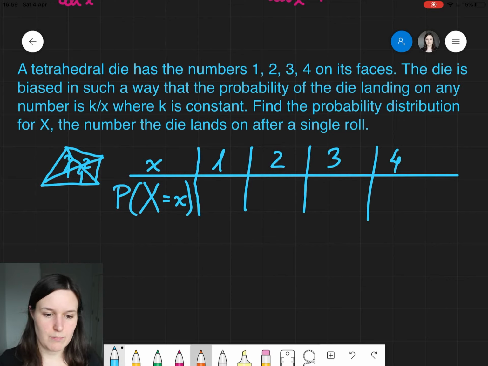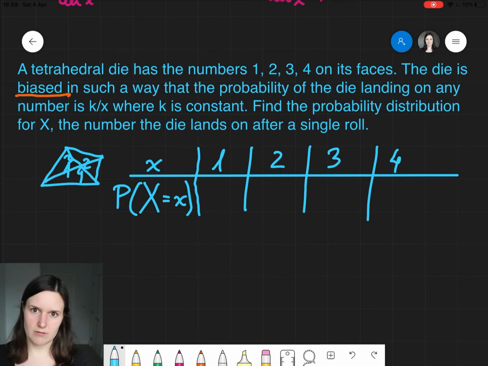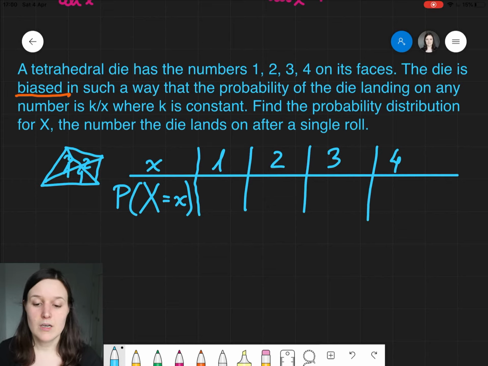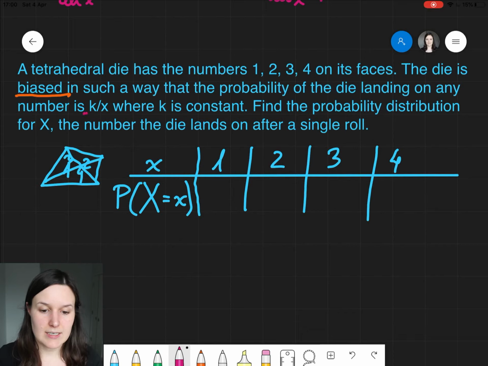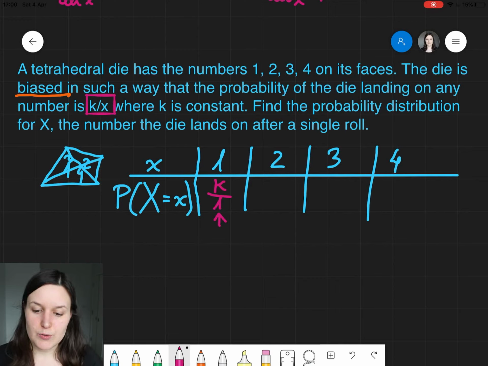Let's underline biased. It means that it won't be equally distributed. It's a cheating die, so it won't be quarter, quarter, quarter. But we have a recipe for the probabilities in the exercise. It's k over x. So the probability of getting a 1 is k over 1, the probability to get a 2 is k over 2, k over 3 is for 3, and for 4 is k over 4. So these are my probabilities.